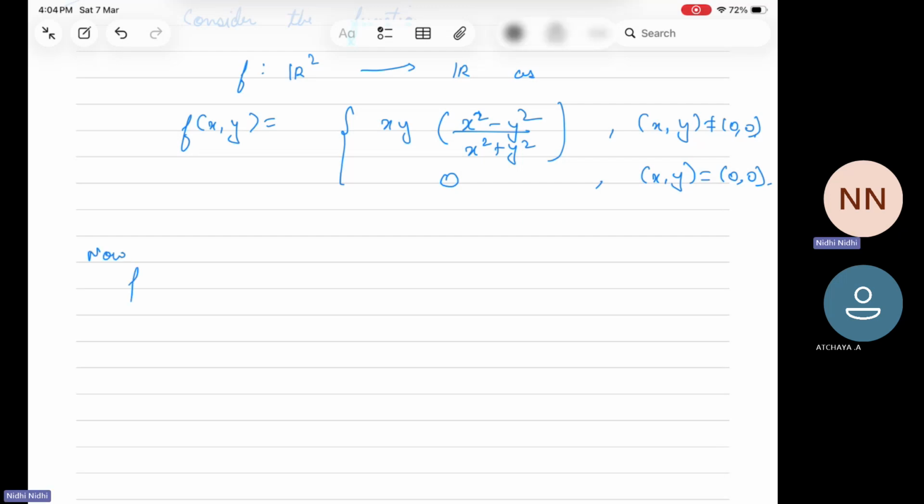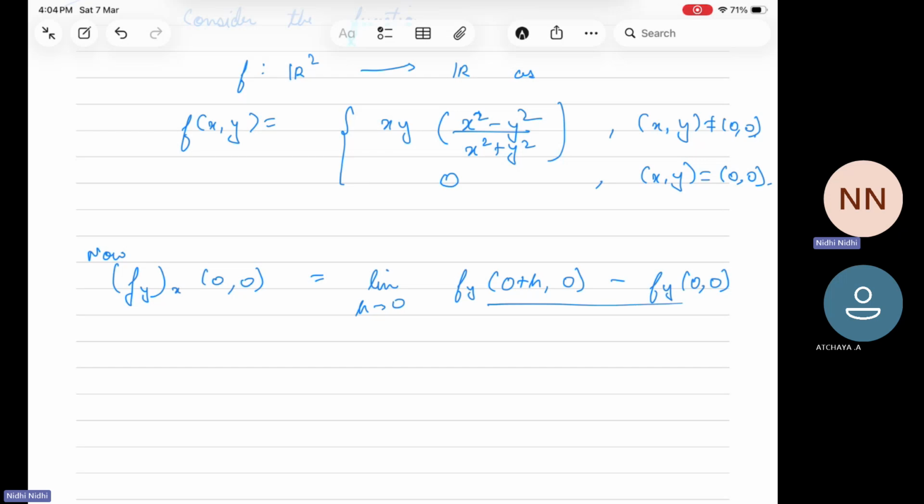So fyx at the point (0, 0). This is the partial derivative with respect to x of the function fy, which is the partial derivative of f with respect to y. By definition, this is equal to limit h tending to 0 of (fy(0 plus h, 0) minus fy(0, 0)) upon h. Now, in order to further evaluate this, we need to know what is the value of fy.